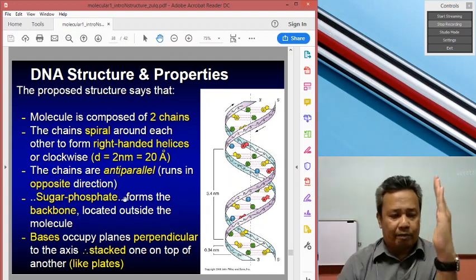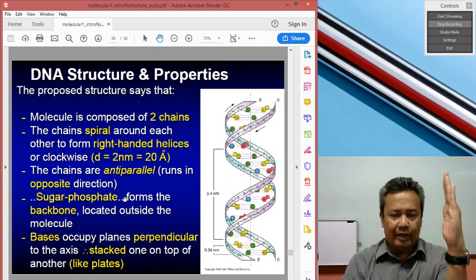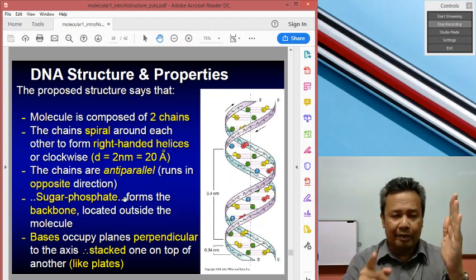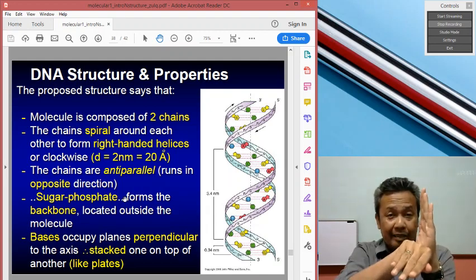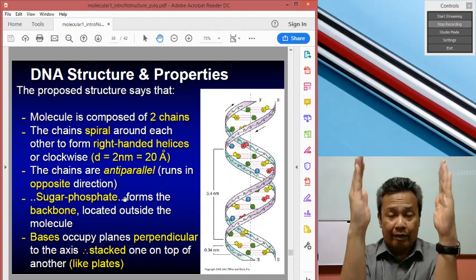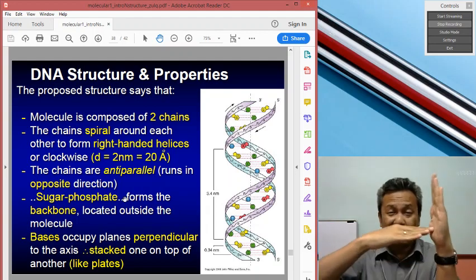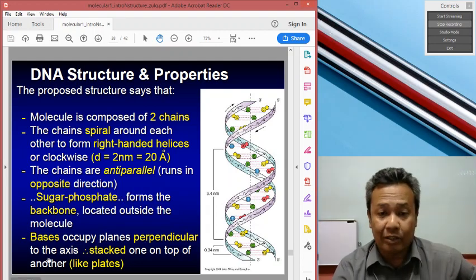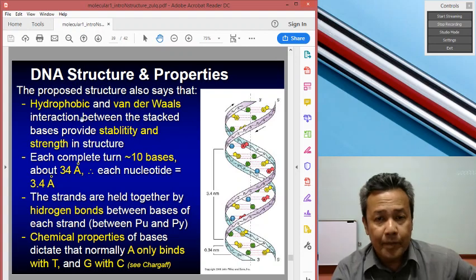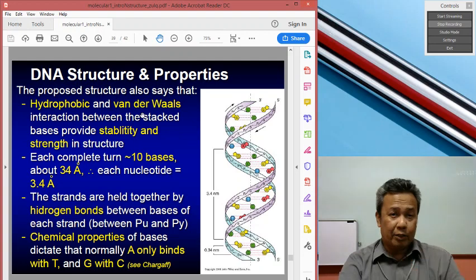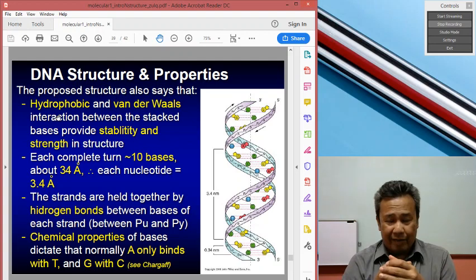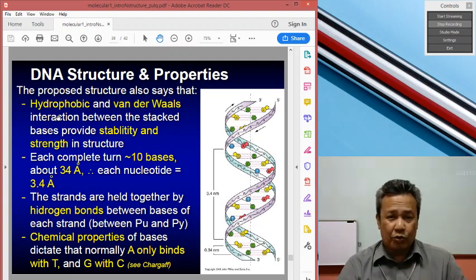The sugar and phosphate form the backbone, with the bases facing inside. It's like a ladder, with the sides and then the rungs of the ladder. It's just that this ladder is actually twisted. Bases occupy planes perpendicular to the axis, stacked one on top of the other. There are van der Waals interactions between the stacked bases, and hydrophobic interactions. These give it a very stable and very strong structure.